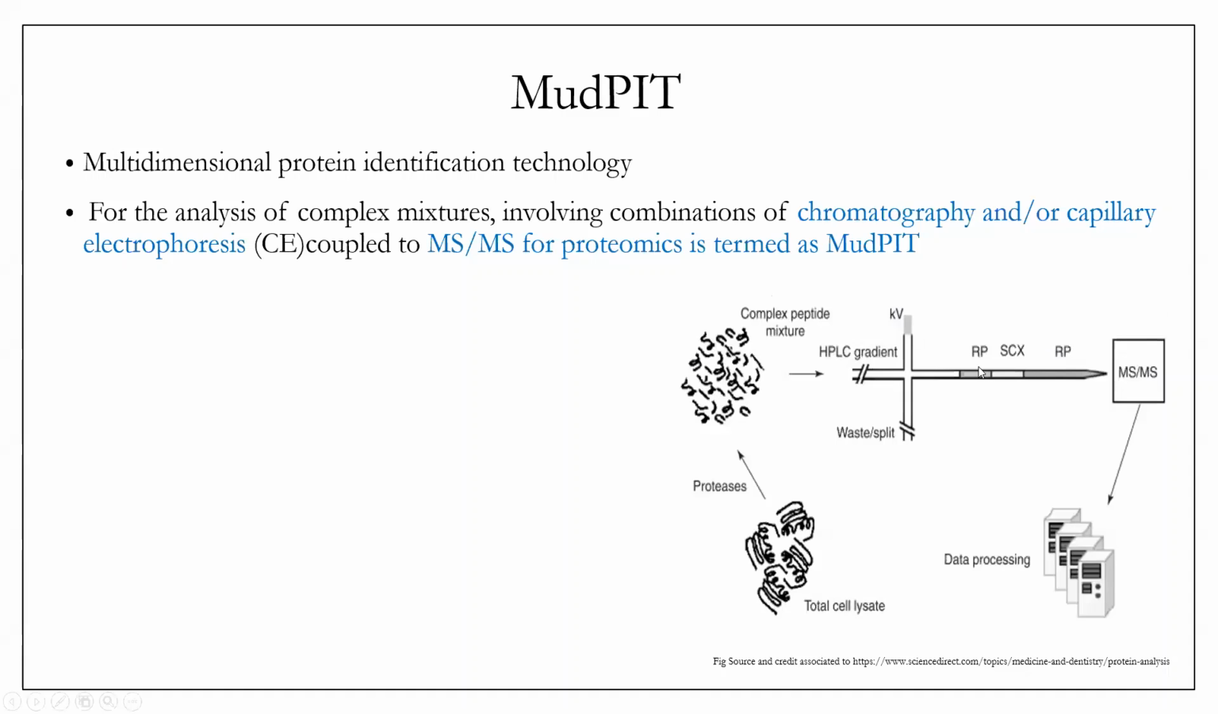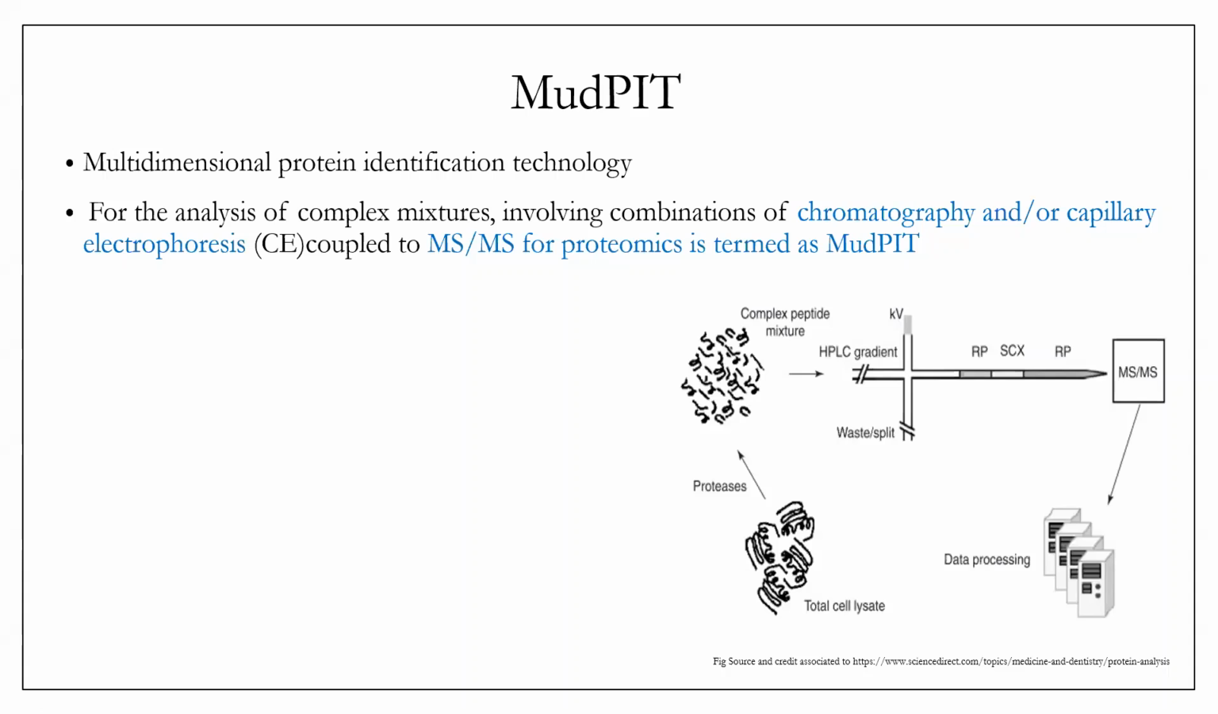In this chromatographic technique, there are three phasic columns. The first is a reverse phase (RP) column. The second is the strong cation exchange column. After that, there is another reverse phase column. So there are three columns, which is why it is called multi-dimensional. It means that in a single process, you are using different types of columns to separate your peptide mixture.